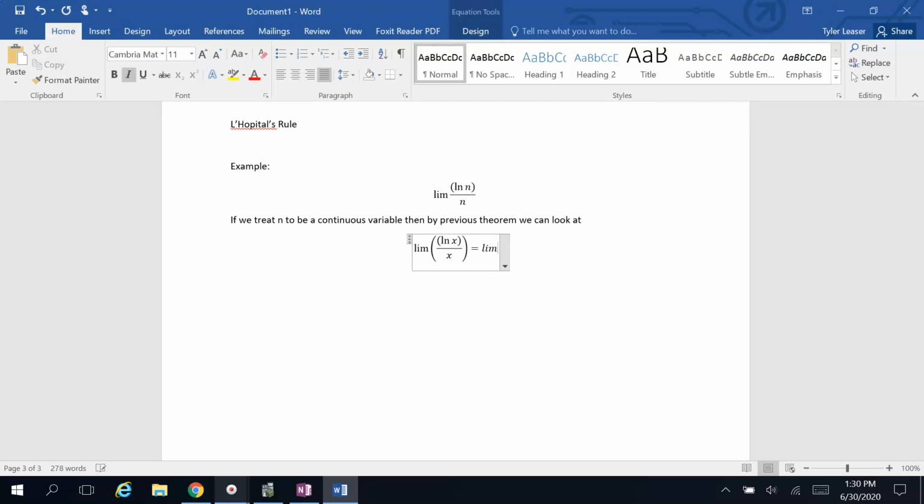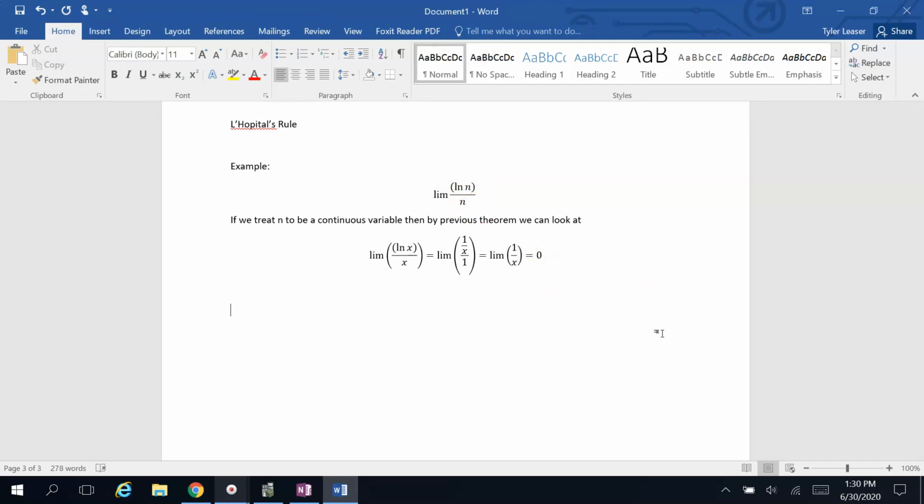I know it's probably been a while since you've looked at L'Hopital's rule, but the way it works is you take the derivative of the numerator and then separately the derivative of the denominator. The derivative of the natural log x is 1 over x. The derivative of x is just 1, and then you take the limit of that ratio. But this is just the limit of 1 over x, which goes to 0. In other words, from the beginning, the limit as n goes to infinity of natural log n over n goes to 0. Cool.